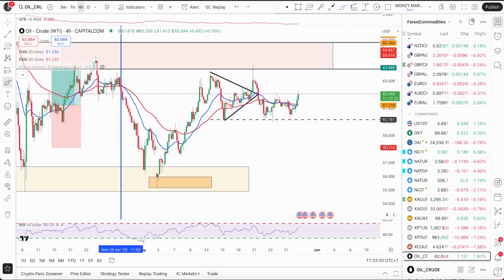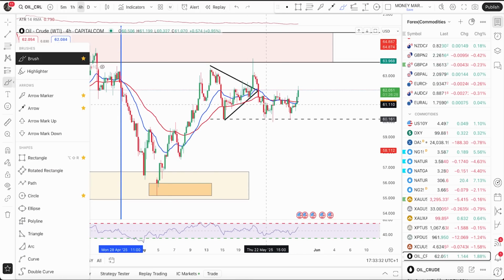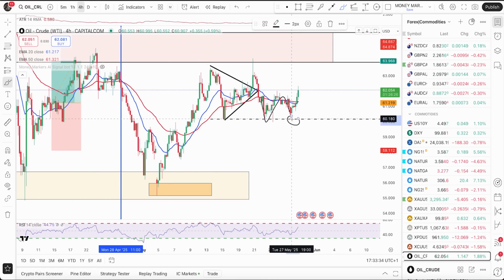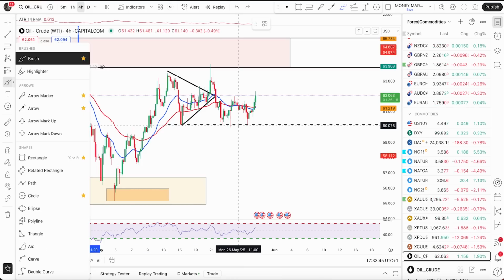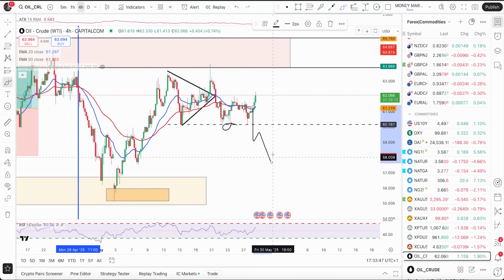Finally, we have crude oil. Again, as you can see, crude oil has pushed down and rejected from this level and is pushing up. That is why conditions are very important, which I stress in every single video. Don't take your trades blindly. And for me, I was waiting for the price to break below this low and then sell this market. For now, if the price has not broken below, it looks like we have lots of rejections.